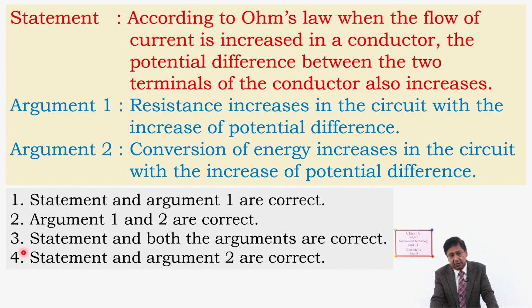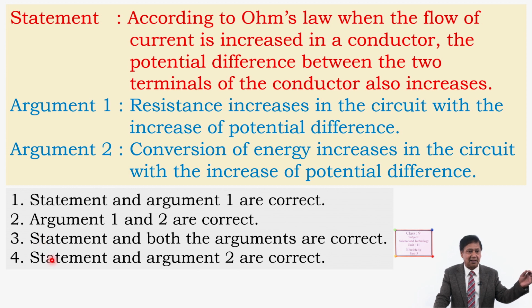Now look at number 3: statement and both the arguments are correct. What do you think? This is also incorrect. The statement is correct, we declared this, but both arguments are told to be correct here, and the first argument is not correct, as previously decided. That's why option number 3 is also not correct. So it is cancelled. Now certainly number 4 should be correct.